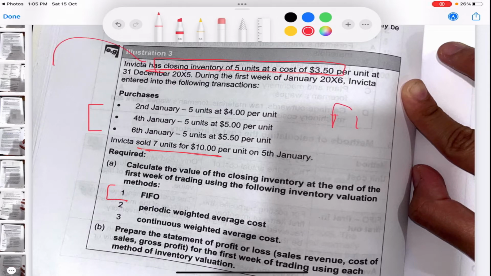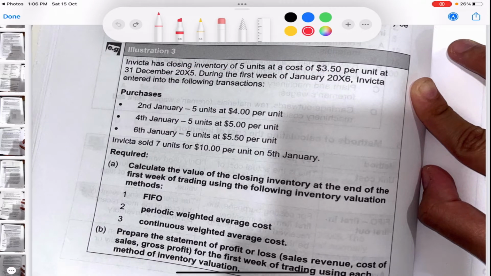So when you talk about FIFO, first in, first out, will you subtract from the purchases, or will you first want to give away or sell off the previous year's stock which is left with us? So whenever you have a closing inventory, that means it is the stock which is left over from the previous year. So you would want to sell that away. So let's write the closing stock also over here, which is 5 units at a cost of $3.50. Okay, so this is how our purchases will look.